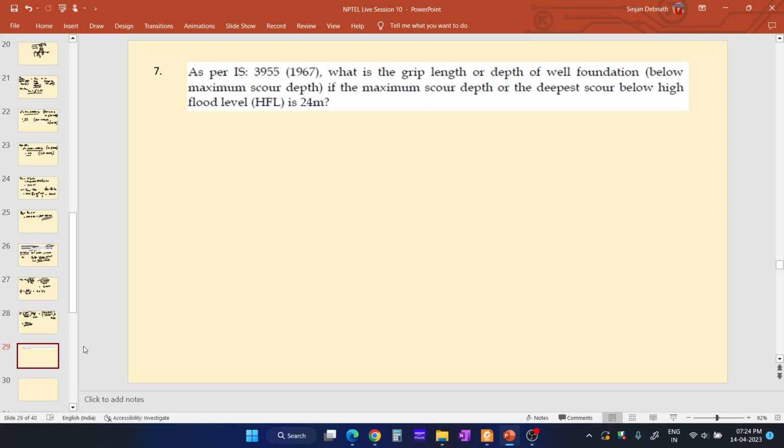So as per IS 3955/1967, what is the grip length or depth of well foundation below the maximum covered depth, if the maximum covered depth or the deepest cover below the high flood level is 24 meters? Let me read out this question once again. As per IS 3955/1967, what is the grip length or depth of well foundation below the maximum covered depth if the maximum covered depth or deepest cover below the high flood level is 24 meters?